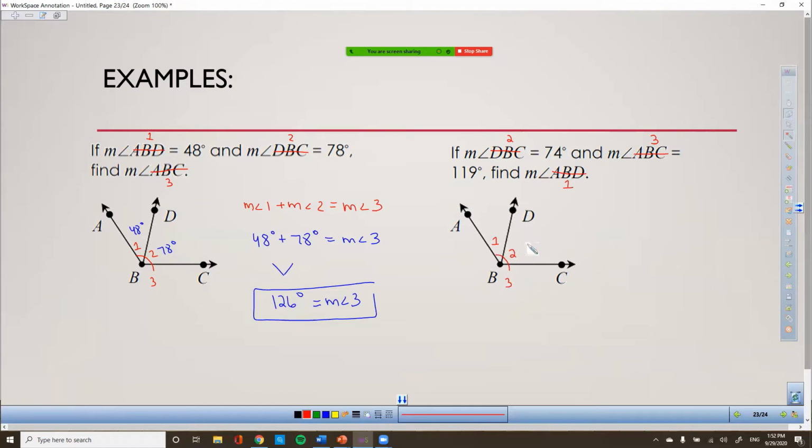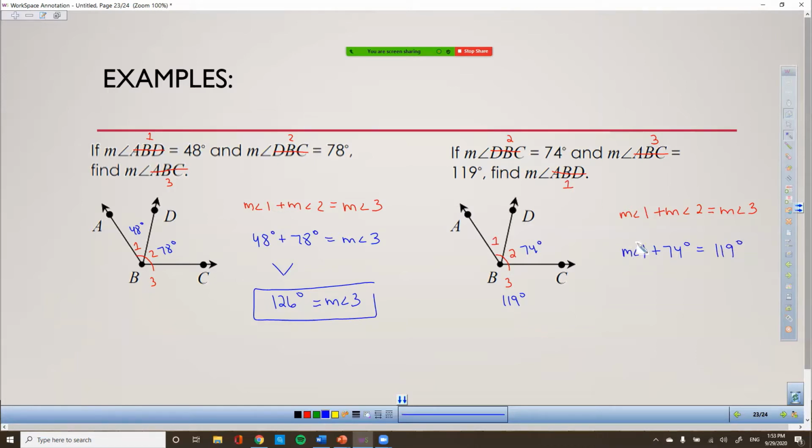And like that, when I set up my angle addition postulate, I know that the measurement of angle 1 plus the measurement of angle 2 equals the measurement of angle 3. And so now let's go ahead and put in all the information that they gave me. They told me that the measurement of angle 2 right here is 74 degrees, and then the measurement of angle 3 is 119 degrees. And they're asking me to find the measurement of angle 1. So what I have to do here is just substitute everything into my equation. They want me to find the measurement of angle 1, that one I don't know, plus the measurement of angle 2. Well, I know that the measurement of angle 2 is 74 degrees, and that's going to equal the measurement of angle 3. And they told me that the measurement of angle 3 is 119 degrees.